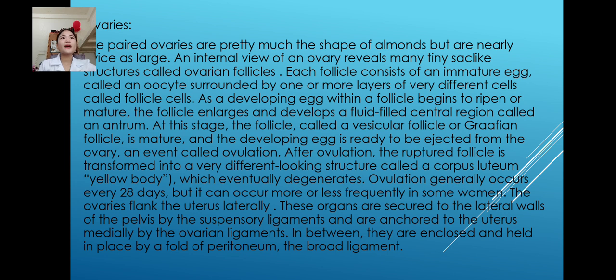The ovaries flank the uterus laterally. These organs are secured to the lateral walls of the pelvis by suspensory ligaments and are anchored to the uterus medially by the ovarian ligaments. In between, they are enclosed and held in place by a fold of peritoneum, the broad ligament.